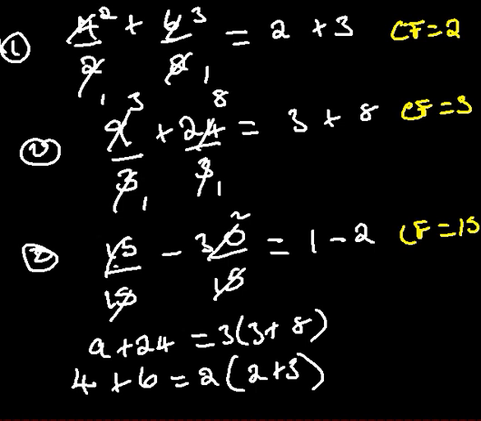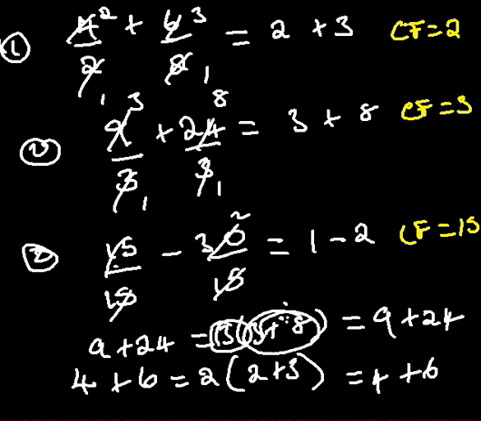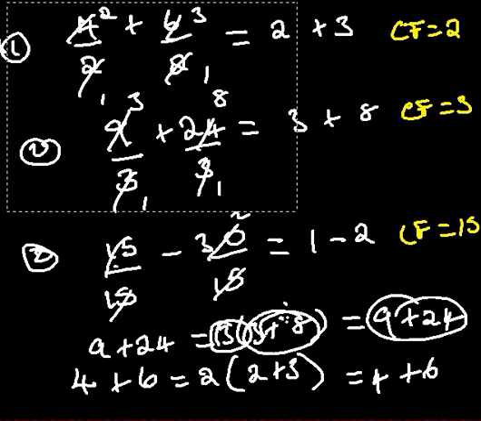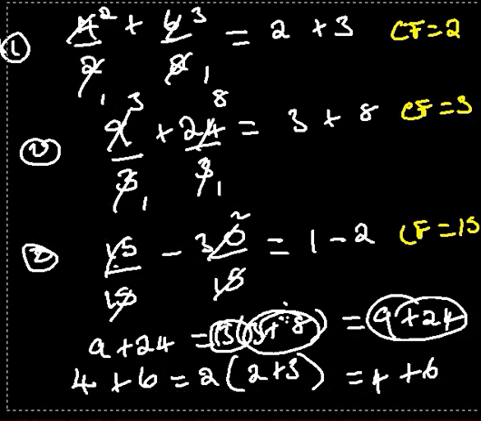Now, if you expand this, I should say, if you distribute 3 inside, this is the same as 3 times 3, which is equal to 9, and 3 times 8, that is 24. And 2 times 2 is 4, and 2 times 3 is 6. The process in which we are distributing the common factor into what we have inside is what we call expanding.